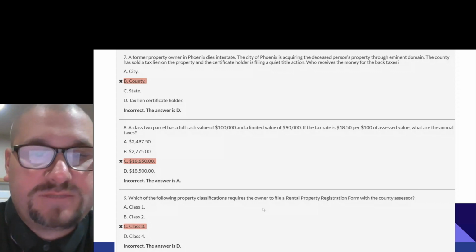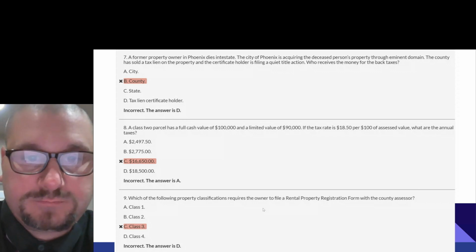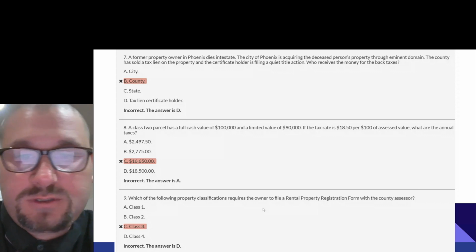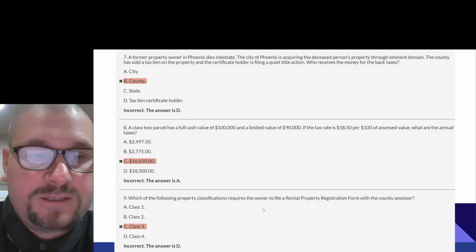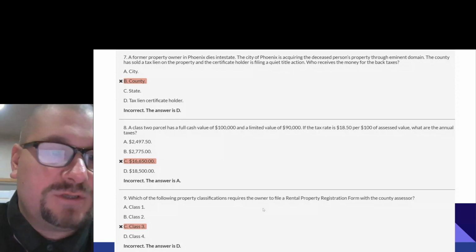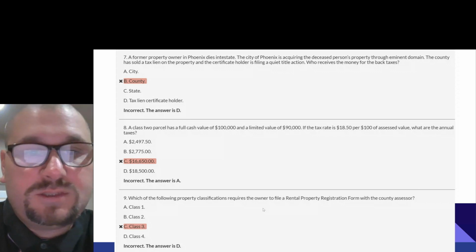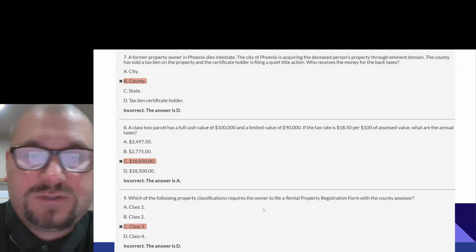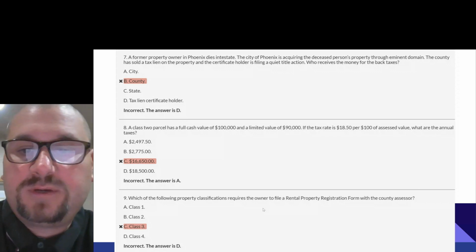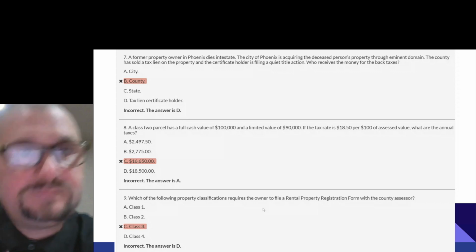Which of the following property classifications requires the owner to file a rental property registration form with the county assessor? It is D, Class 4. So Class 4 is the property classification, right? A Class 4 property classification requires the owner to file a rental property registration form with the county assessor.